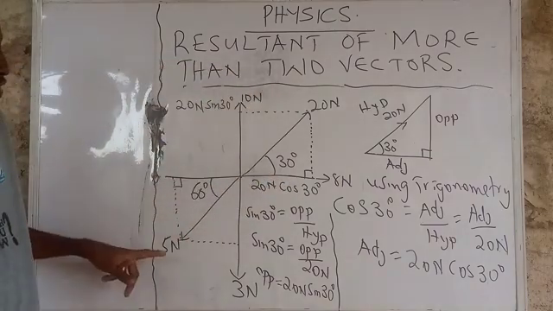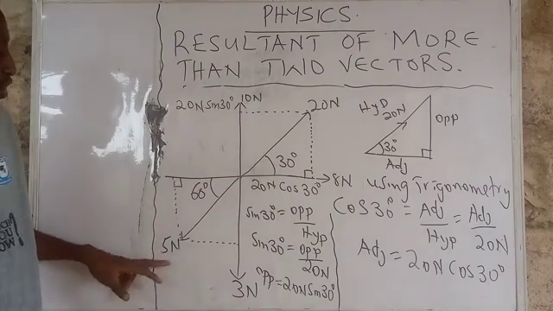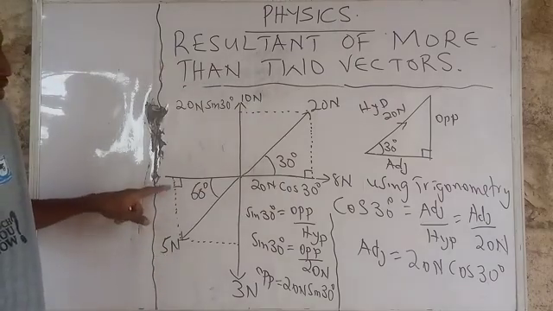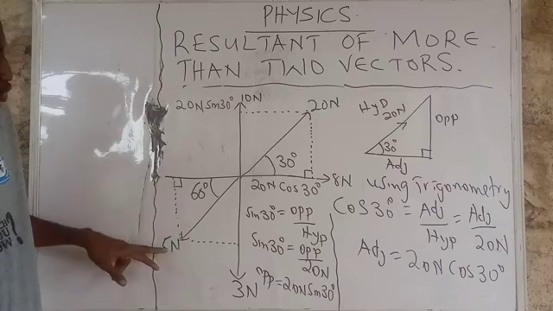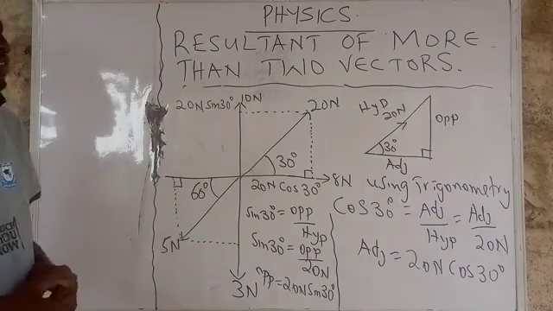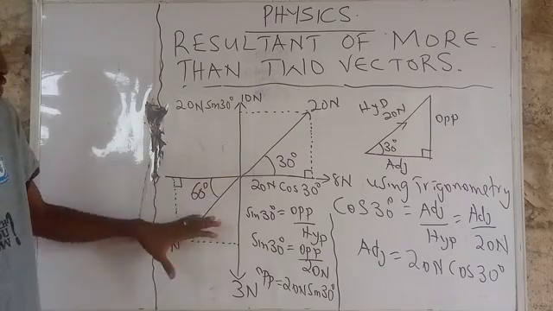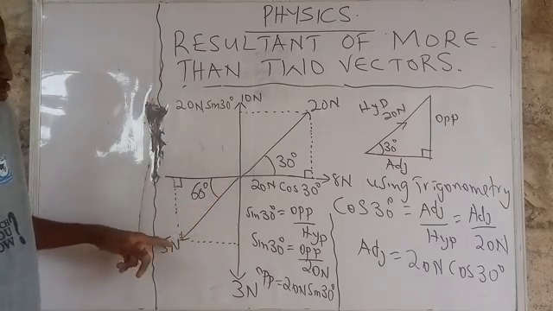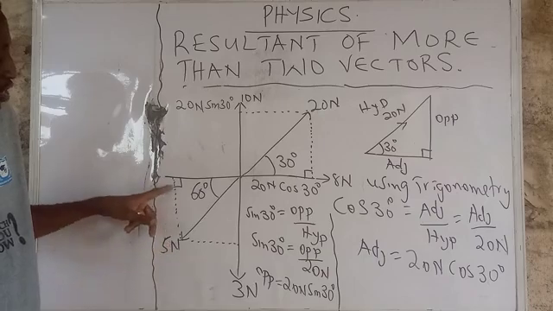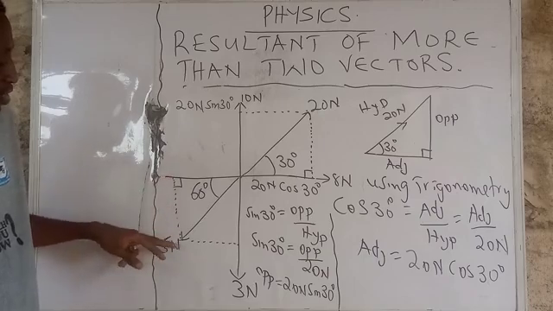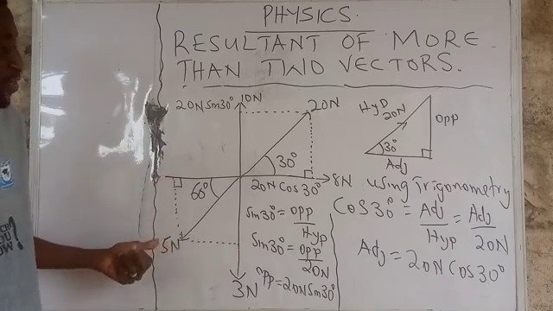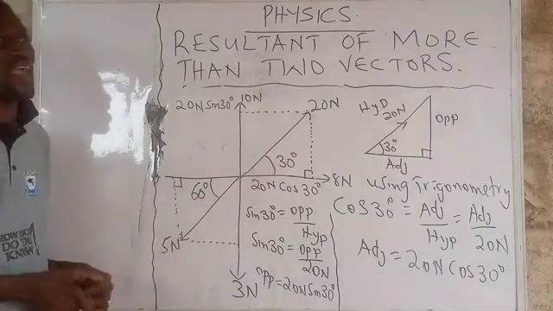So we are going to resolve for 5 Newton as well. 5 Newton has vertical component here and it also has horizontal component. So we are going to resolve this one as well. We are going to resolve the vertical component of 5 Newton and the horizontal component of 5 Newton in the next slide.